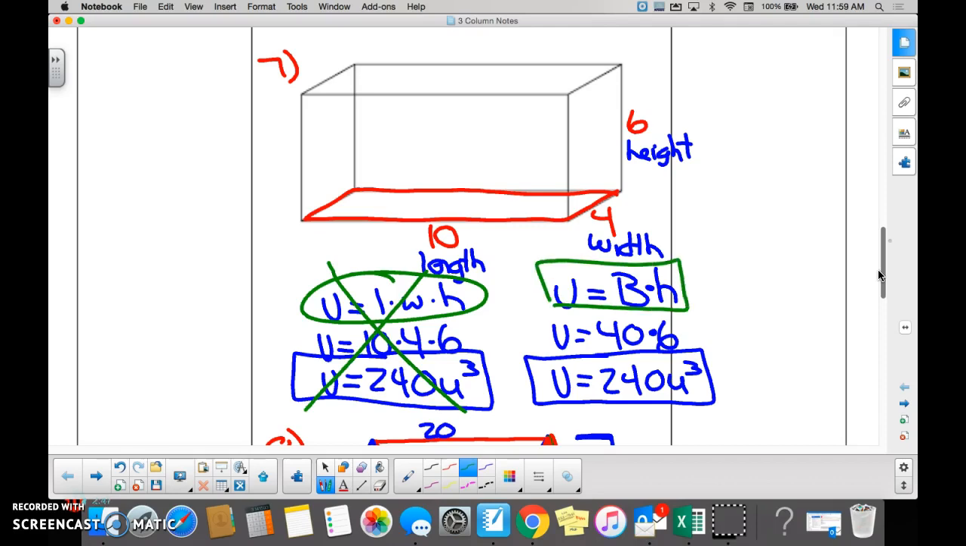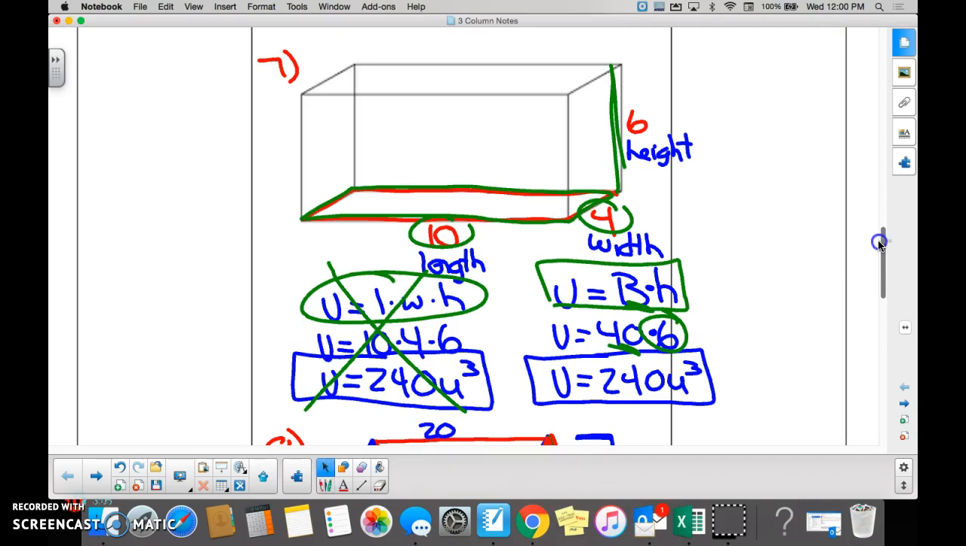And so if we're going to use the area of the base times the height, this is my base, yes or no? Yes. What is 10 times 4? 40. What is my height, everybody? 6. So then 40 times 6 would be 240 units cubed. Remember how many cubes will fit inside of there. I showed you the cube.